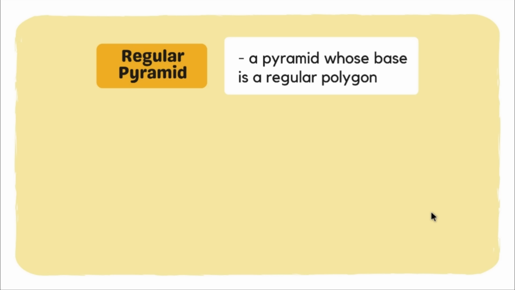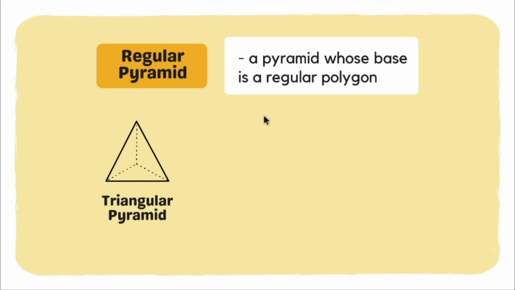Okay, so let's now begin with the definition of a regular pyramid. A pyramid whose base is a regular polygon. Okay, regular polygon, pare-parehas po ang kanilang sides and pare-parehas din po ang mga angles, interior angles. So what are those? We have the triangular pyramid. This is an equilateral triangle. Okay, pare-parehas po yung sides ng mga triangle, at the same time yung mga angles din po.